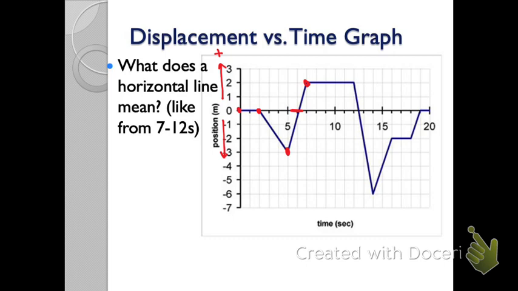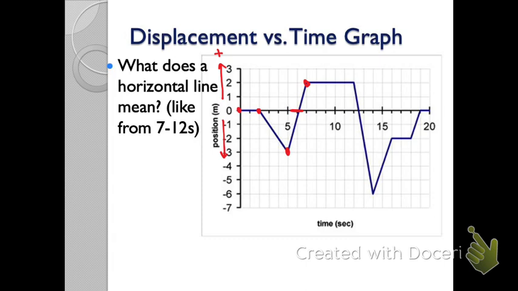Okay, so if I'm this person, and here's the origin, I stand here for 2 seconds, right? I walk backwards for a little while, and then I walk forwards, and I passed my starting point. At 7 to 12 seconds, I'm still standing right here. What am I going to do for those 5 seconds? Nothing. I'm going to stand still. Then what am I going to do? And I'm going to go backwards.